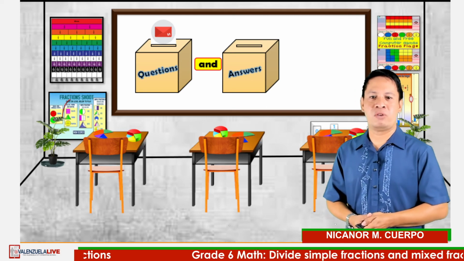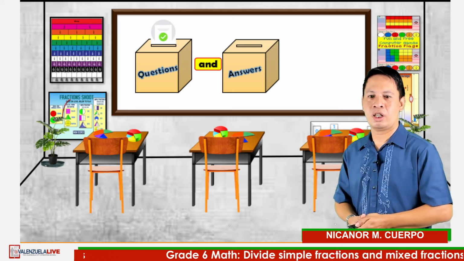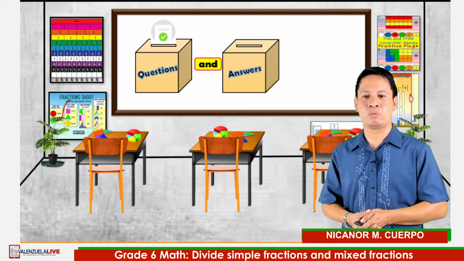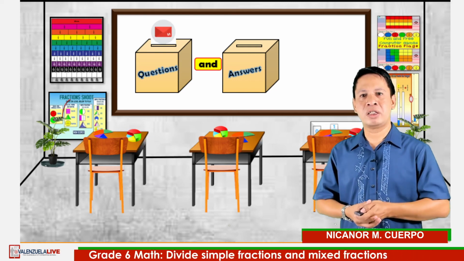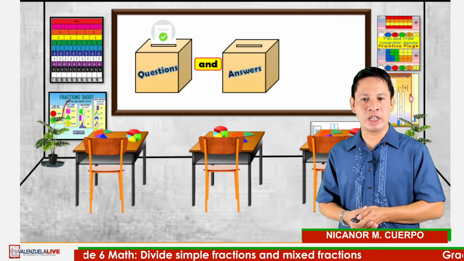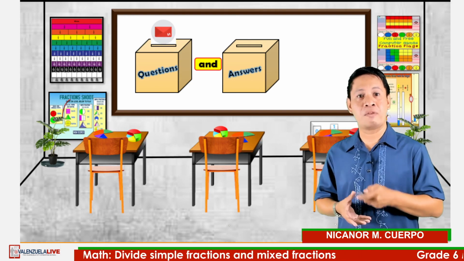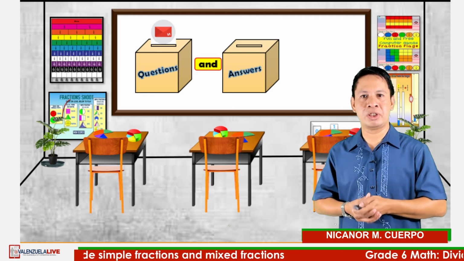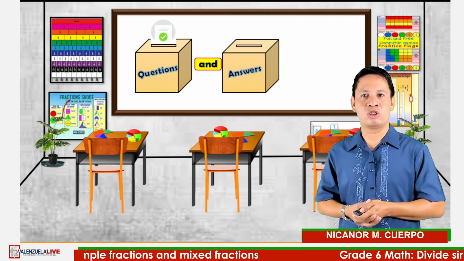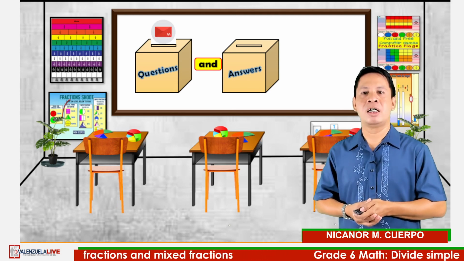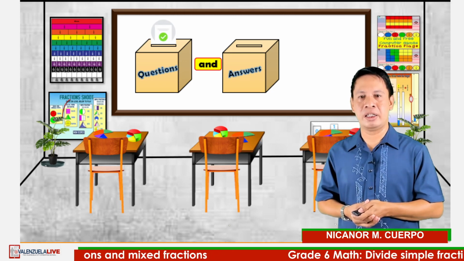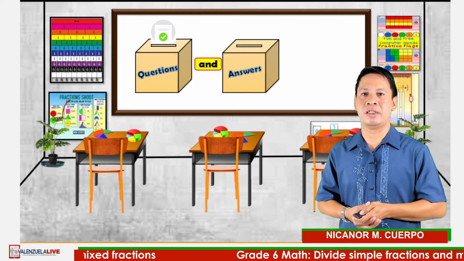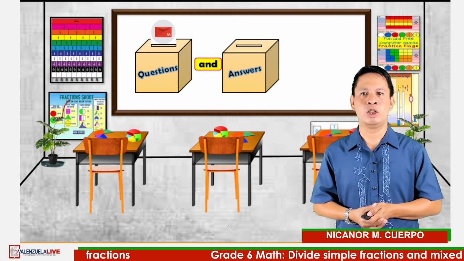Okay, so for our first question, how to divide a whole number by a fraction? Now, the first thing to do when you are dividing a whole number by a fraction or a fraction by a whole number is to change the whole number to a fraction by writing 1 as its denominator. Then proceed to the division process. Okay?